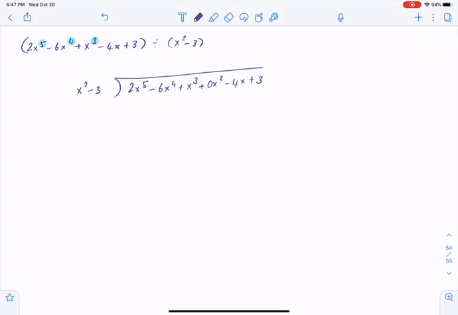And I have x squared minus 3 in the divisor. I want to multiply by some term so that I could cancel out 2x raised 5. So the term would be 2x cubed. 2x cubed times x squared is 2x raised 5. Negative 3 times 2x cubed is minus 6x cubed. So since I don't have an x raised 4 term, I'm going to skip that part and move over to negative 6x cubed.